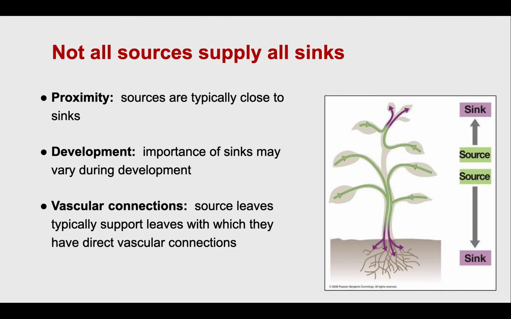Development plays a role. If this sink is an actively growing area, it contains a meristem. It needs a lot of nutrients. It's going to be kind of a nutrient hog, so it's going to really try to take up a lot of sugars from maybe more sources than someplace that isn't as actively growing. And finally, vascular connections. Who are you connected to directly? If you're more directly connected to leaves at the top versus leaves at the bottom, you're probably going to get your sugars from leaves at the top.